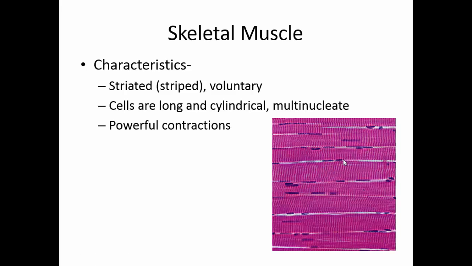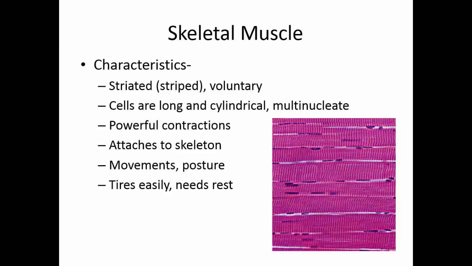Skeletal muscle is capable of producing powerful contractions. These muscles are attached to the skeleton, so when they contract, bones are going to move. These muscles also help us maintain our posture. While these muscles are very powerful, they do tire easily and they need to rest between contractions.